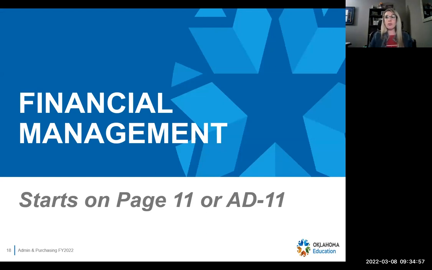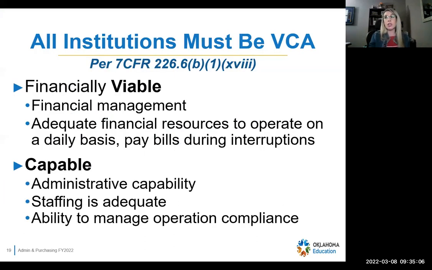This starts in the manual under the financial management section. Same with our at-risk. Everything is still under the same sections. Again, everybody has a financial management section in their training manual. So all institutions to participate in this program, you must be financially viable, capable, and accountable to be on this program. It's always been required from USDA.